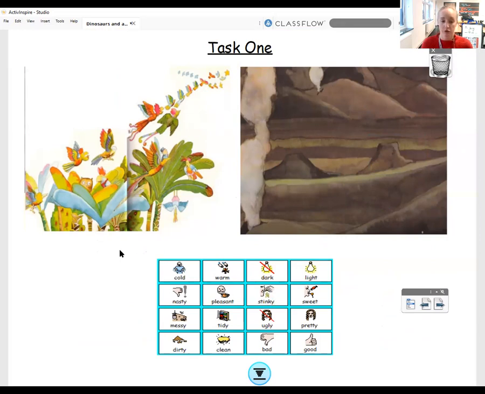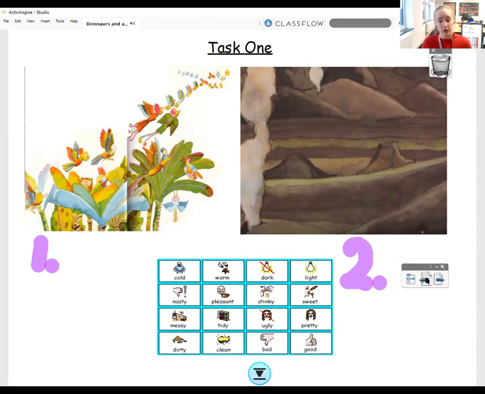Or if you want to just write a list, you could write number 1 and then write down all the adjectives to describe picture 1, and then number 2 and write down all the adjectives to describe picture 2. Okay, so don't worry if you can't print that off, but pause this video now and do this first job, because you have to do this first before we move on to our next bit of learning.